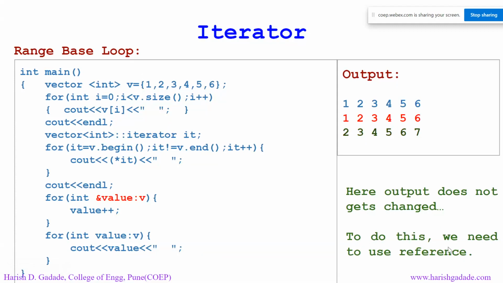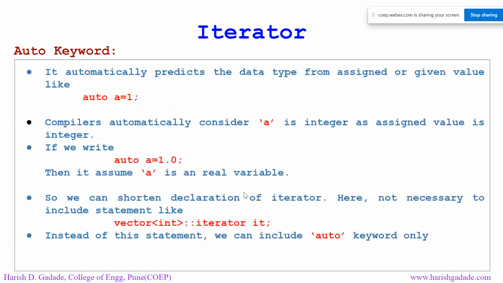So to do this we need to use reference, right? So this is the range based loop. Now the next one is the auto keyword. As I said, it automatically predicts the data type from the assigned or given value. Here you can see, the data type of A will be decided based on this value. If I assign 1 to this A, then the data type will be integer.